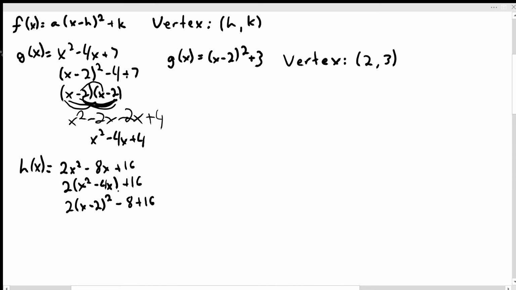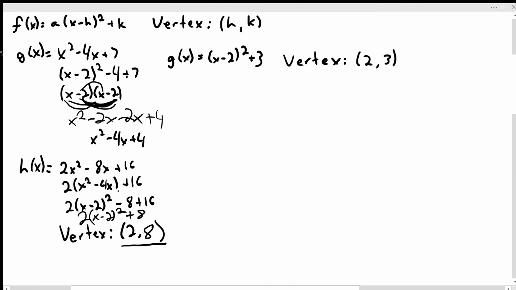So what would the vertex of this function be? We want the vertex, and we know that h is equal to 2. So our x-coordinate is 2. And when we simplify this, we know that it equals 2 times x minus 2 quantity squared plus 8. So our k value is going to be 8. So that is the vertex of our h of x function.